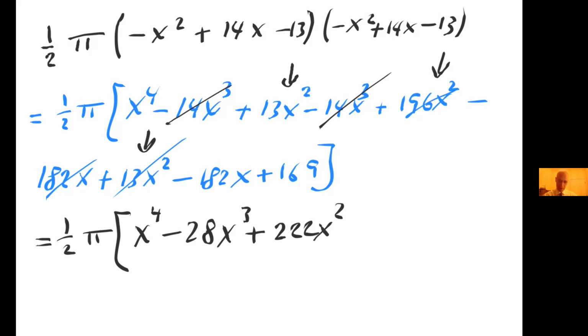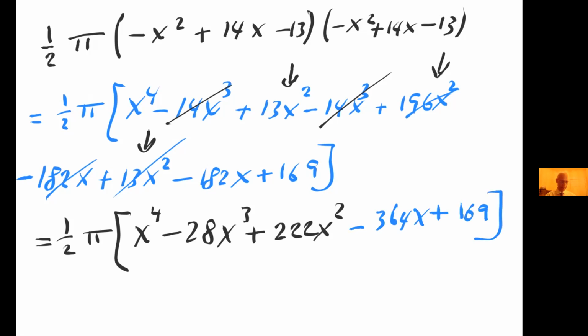This minus, let me bring my minus down and put it in here, minus 182x. And I have another negative 182x in here, so that's minus 2 and 2 is 4, 6 and 14. Okay, 4 and 8 and 8 is 364. Okay, 364x, and I do have plus 169. Okay.